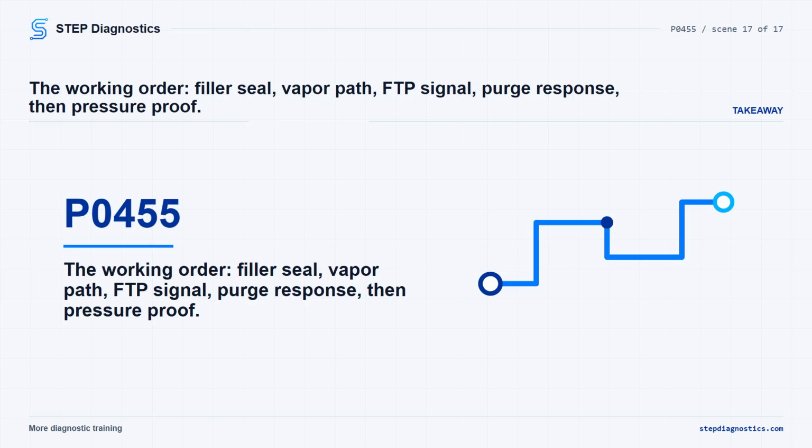The takeaway: do not jump straight to parts on a P0455. Prove the filler seal, prove the vapor path, prove the FTP signal, prove commanded purge response, then verify the system and purge valve can hold pressure.